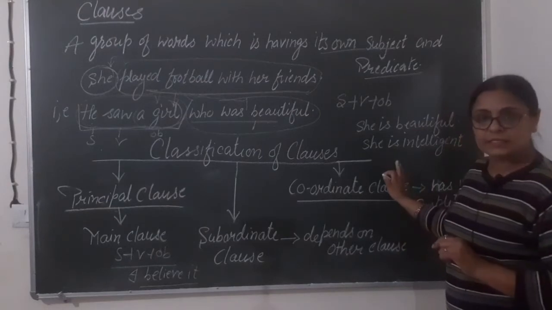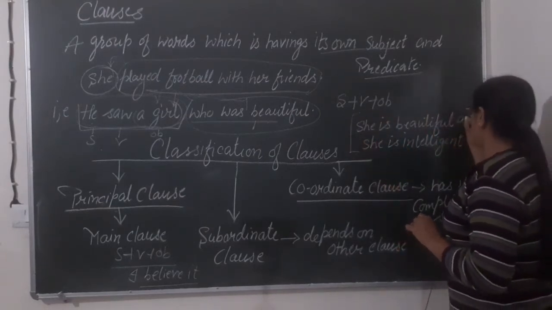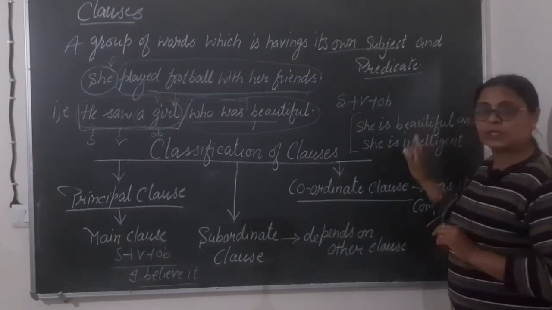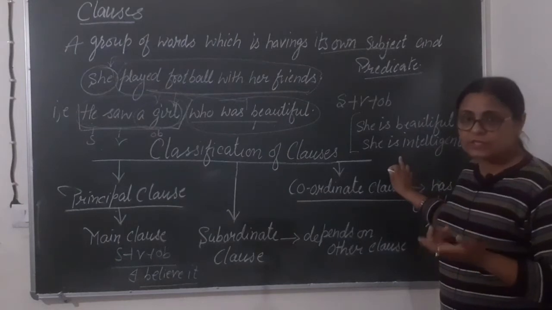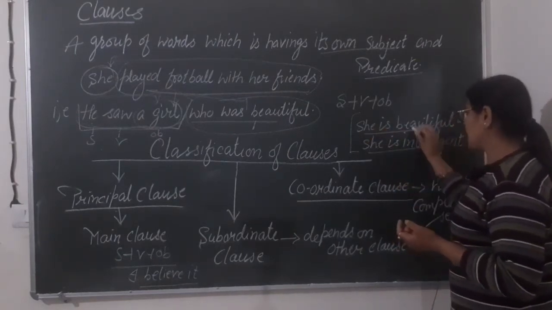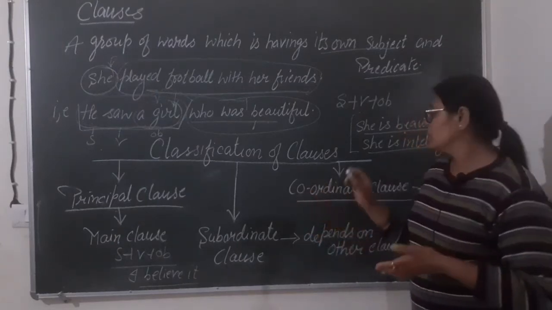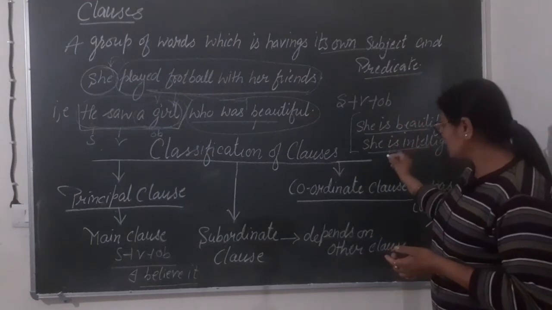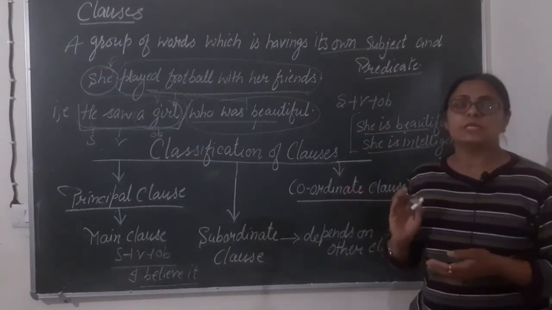This is our second sentence. When we join these two, here we simply add "and" to join these two sentences: She is beautiful and she is intelligent. Right? So this is also complete. This is also complete. And both are giving complete sense in themselves. So that's why it is said the coordinate clause is a part of a sentence.